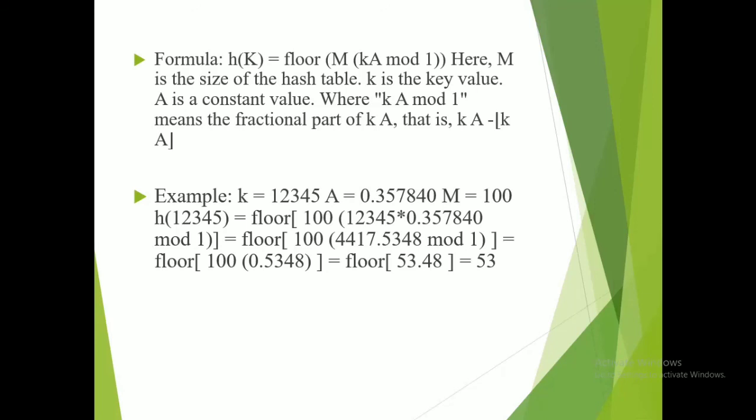Example: k is equal to 12345. a is equal to 0.357840. m is equal to 100. h(12345) is equal to floor(100 x (12345 x 0.357840 mod 1)) is equal to floor(100 x (4417.5348 mod 1)) is equal to floor(100 x 0.5348) is equal to floor(53.48) is equal to 53.